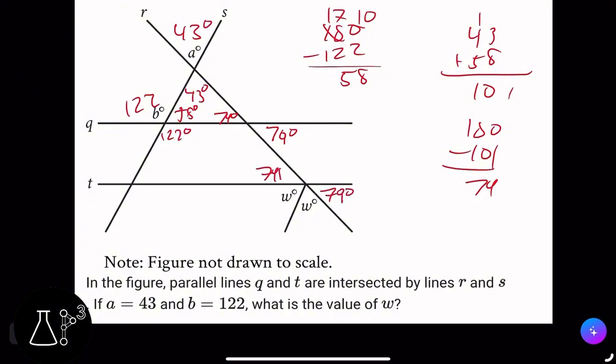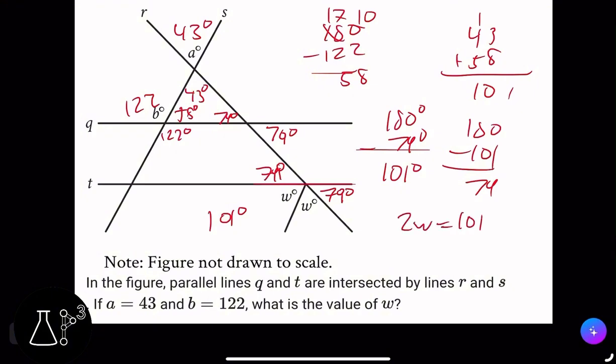So all I have to do now is figure out W, because there are two W's. 2W equals the whole angle measure, all of this over here. So again I do 180 minus 79 to figure out that whole angle measure, which equals 101. Because this whole thing equals 101 and I'm given two W's, I do 2W equals 101 to solve for W. If I divide by 2 on both sides, I get W equals 101 divided by 2.